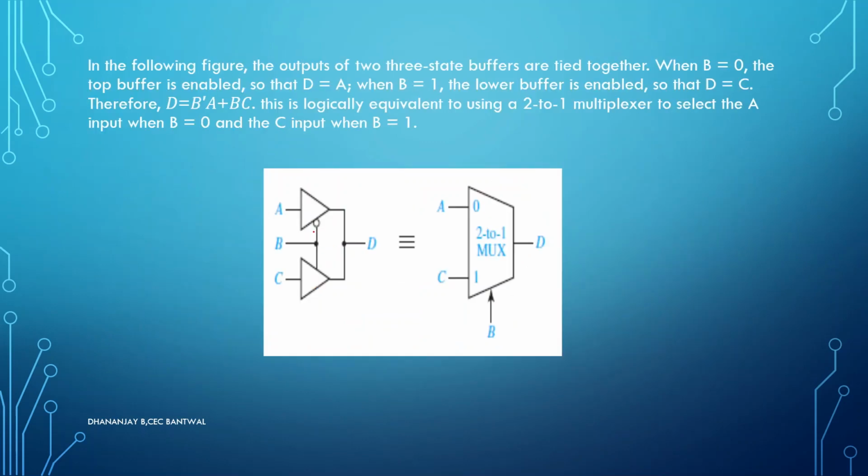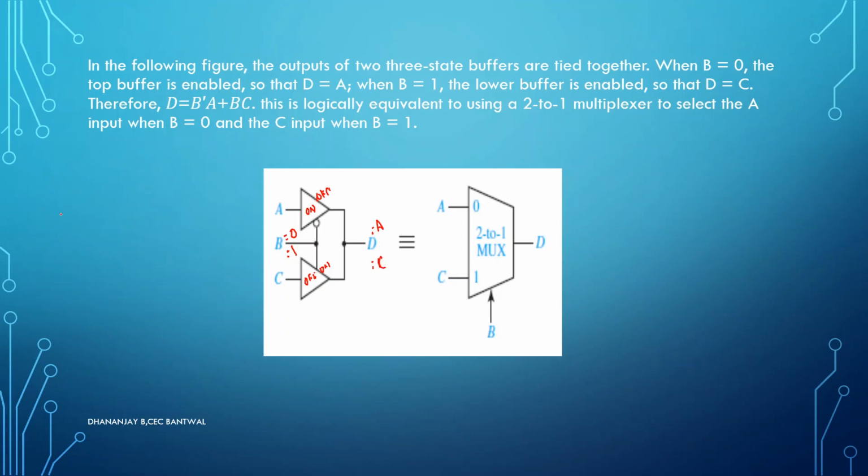If you want to check out an application of a tri-state buffer, there is one given here. See here, two tri-state buffers are tied together. Let's say B is equal to 0. When B is equal to 0, this is on. Agree with me? And this is off. So your D will be equal to A. When B is equal to 1, this is off and this is on. In that case, D will be equal to C.